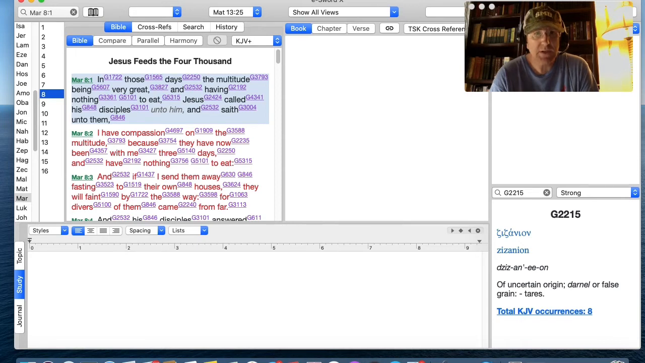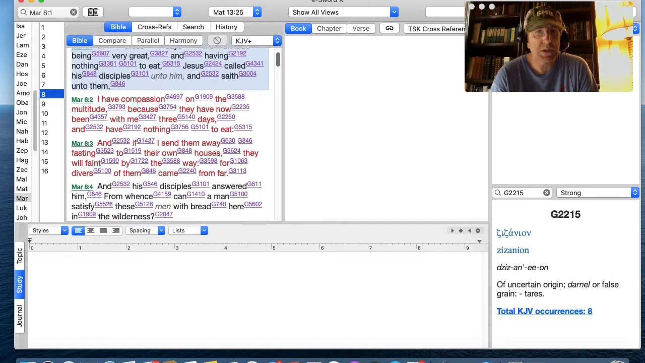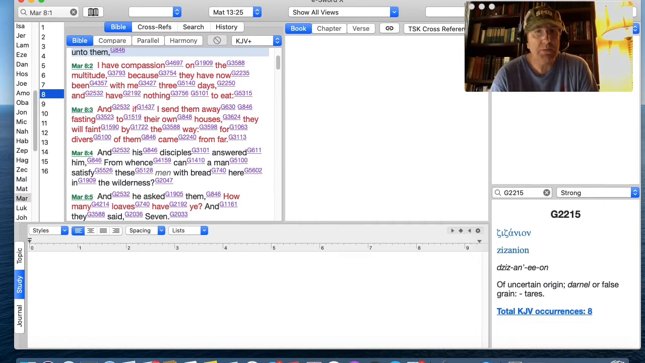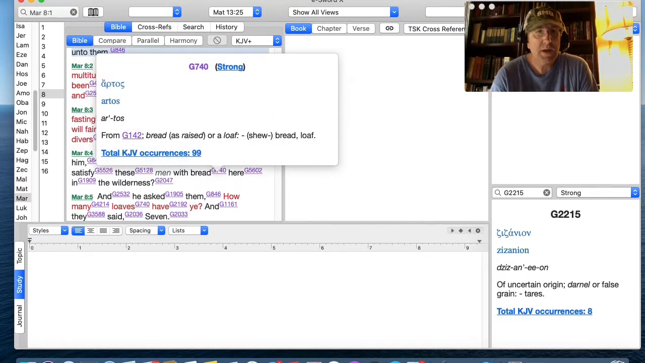It's alright. It's got Strong's coding on every word, so if you want to look up a word, we'll take an example here. Let's try bread. You click on this Strong's code right here, and there you go. Artos: bread, as raised, or a loaf, showbread loaf.